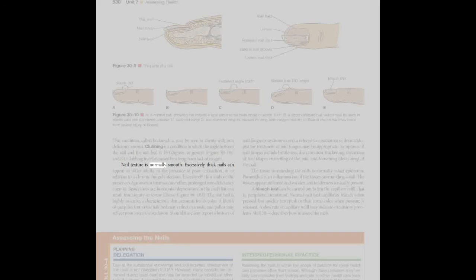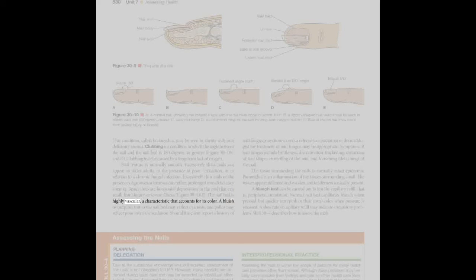Nail texture is normally smooth. Excessively thick nails can appear in older adults, in the presence of poor circulation, or in relation to a chronic fungal infection. Excessively thin nails or the presence of grooves or furrows can reflect prolonged iron deficiency anemia. Beau's lines are horizontal depressions in the nail that can result from injury or severe illness, Figure 30-10E.